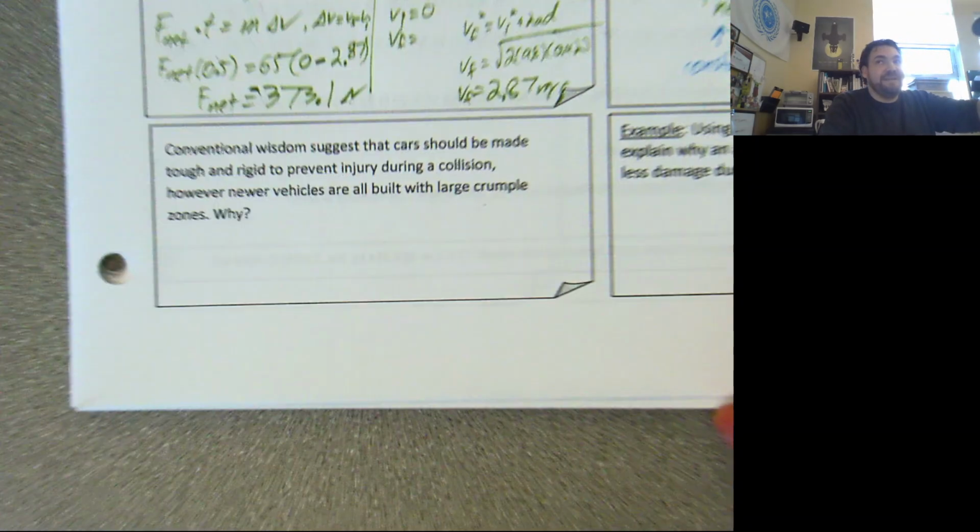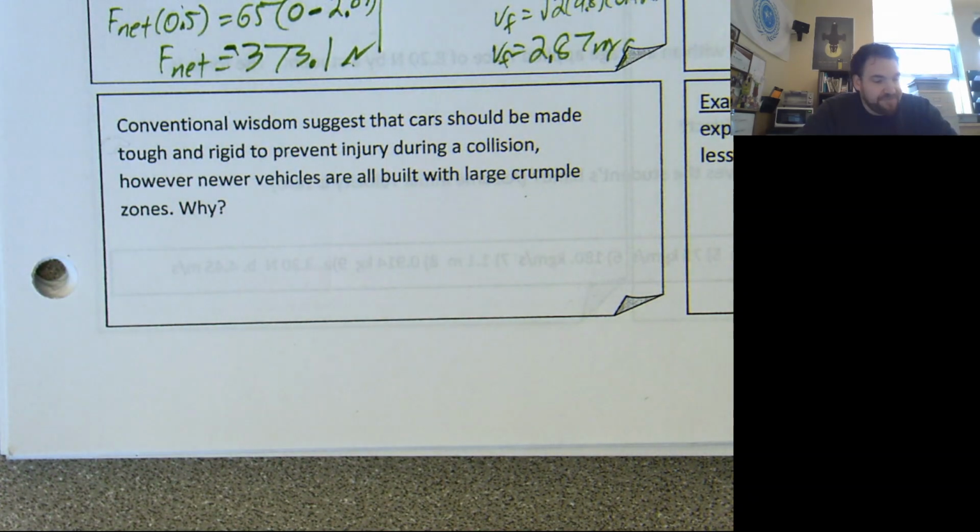Here's another example, same idea. Conventional wisdom suggests that cars should be made tough and rigid to prevent injury during the collision. They used to be. Cars made in the 60s and 70s into the 80s were basically hard metal shells. New vehicles are built with large crumple zones. Why?